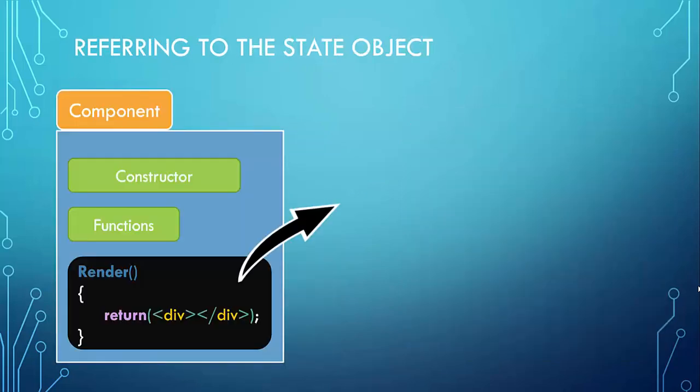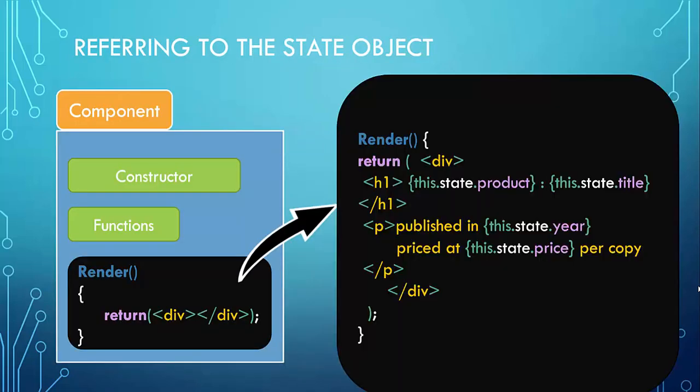These attributes are subject to change inside my component using logic blocks. We can refer to the state object using this.state.price or this.state.year. So we have to use this to indicate that it is referring to the state of the current component. So this.state.year, this is how we refer to the state object.